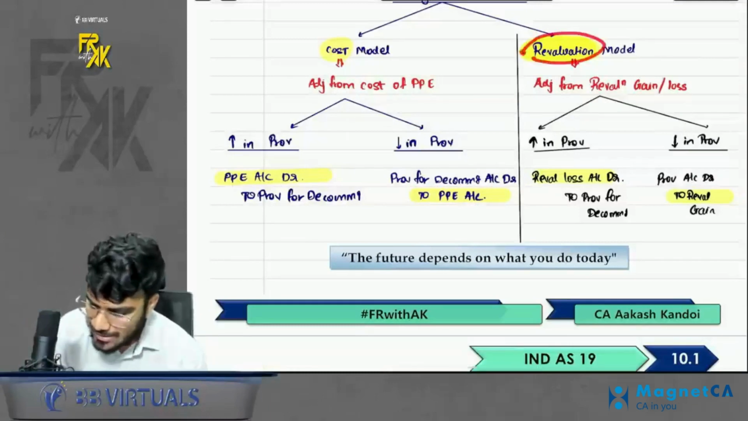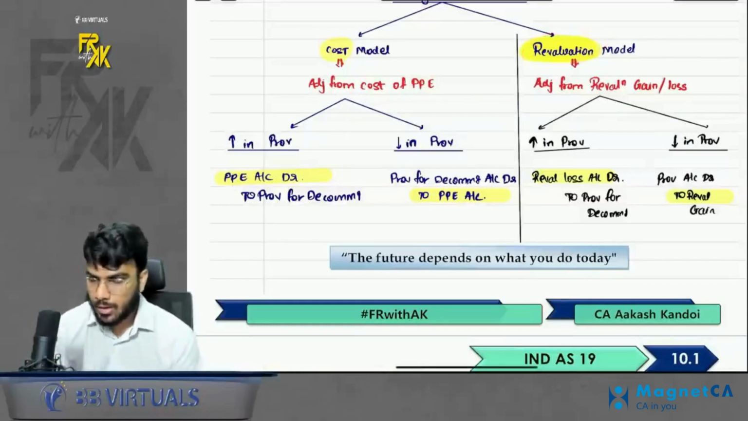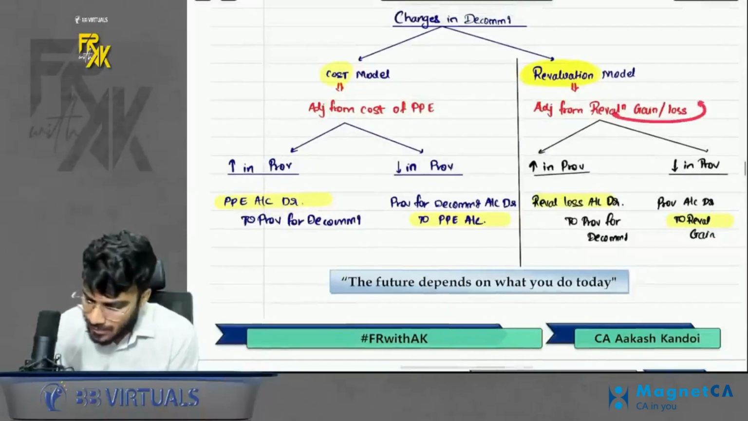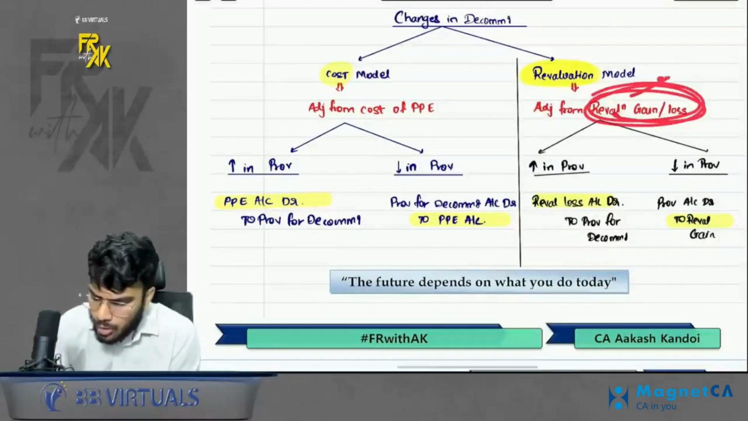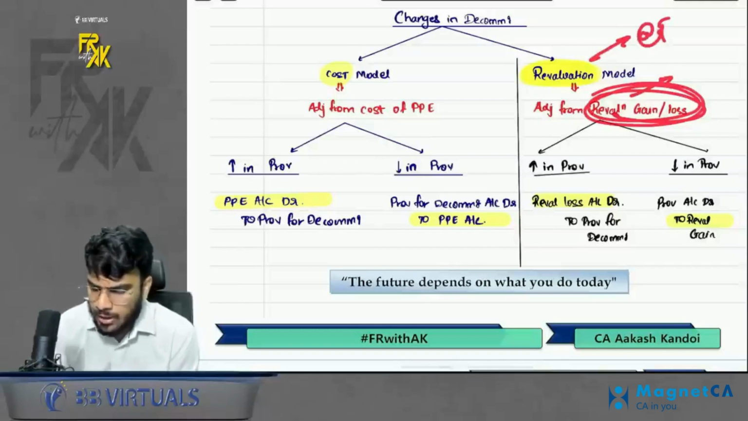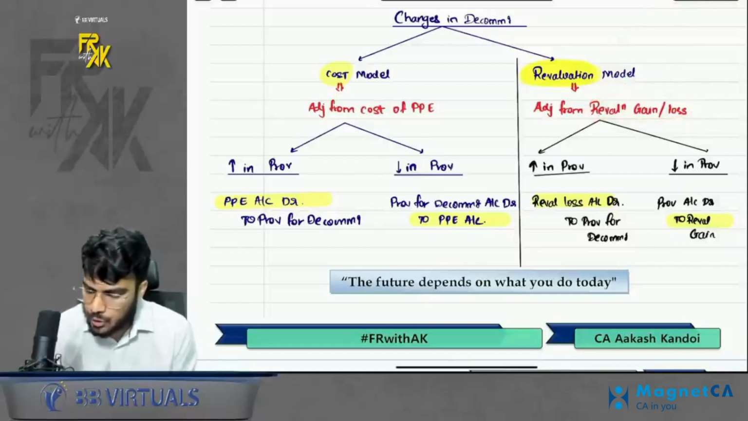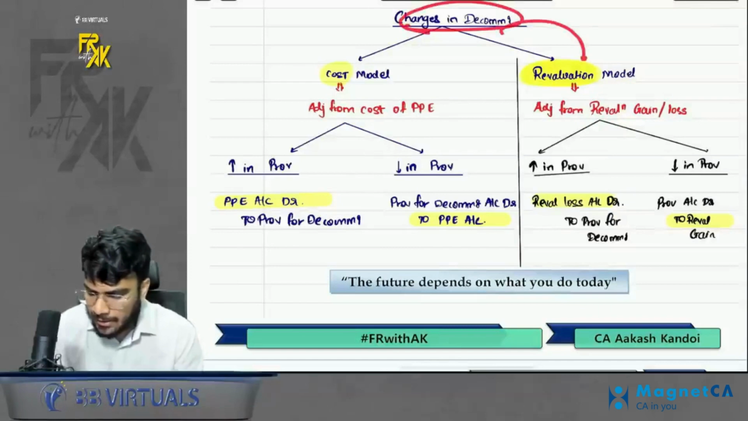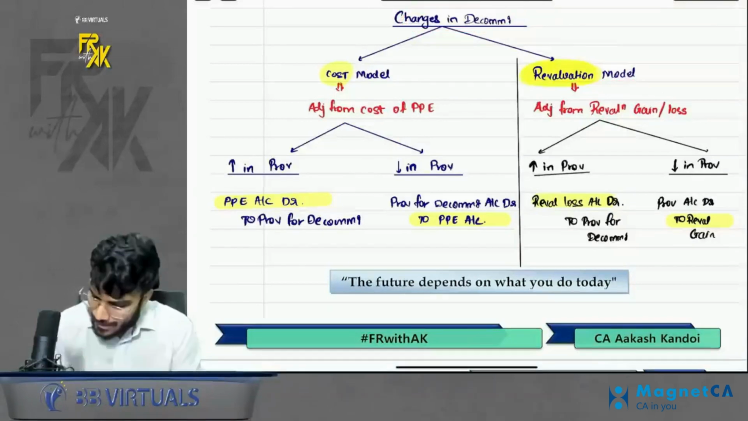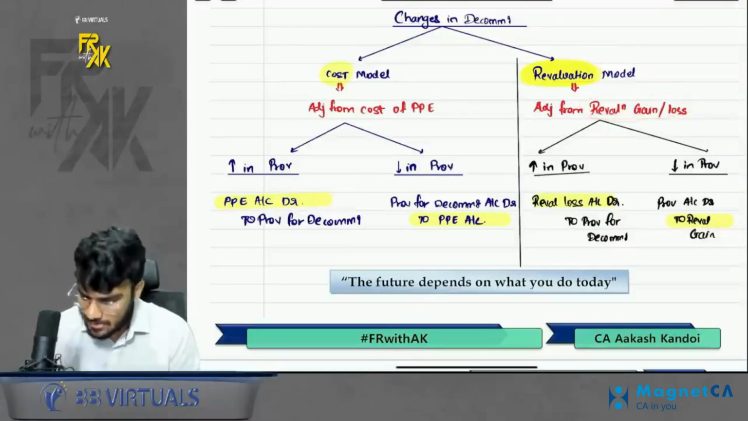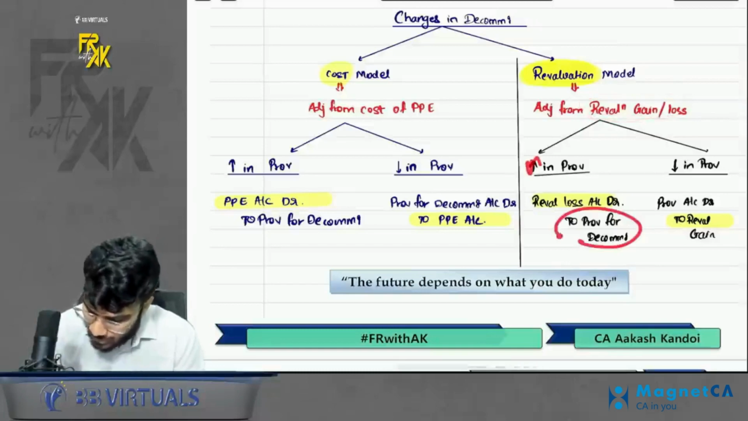Okay. If the asset is being carried at revaluation model, and if there is any change in decommissioning, you will adjust the change from revaluation gain or loss. Why not from cost, sir? Because the asset is already at fair value. You cannot adjust the fair value now, right? So if there is any change in decommissioning and the asset is at revaluation model, you will adjust the change from revaluation gain or loss. That is, if the provision is increasing, you will say credit to provision.